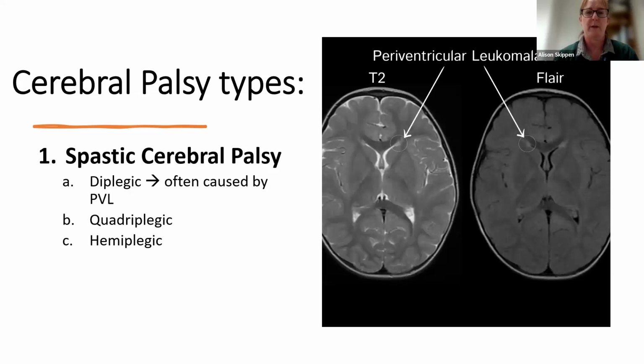So going back through our cerebral palsy types, spastic cerebral palsy, we had the three different types: diplegic, quadriplegic, and hemiplegic. And this is just a diagram of the MRI where we can see that there's periventricular leukomalacia. So around the lateral ventricles, there's this area that's really susceptible, most susceptible in prematurity. And you can just see those areas highlighted.